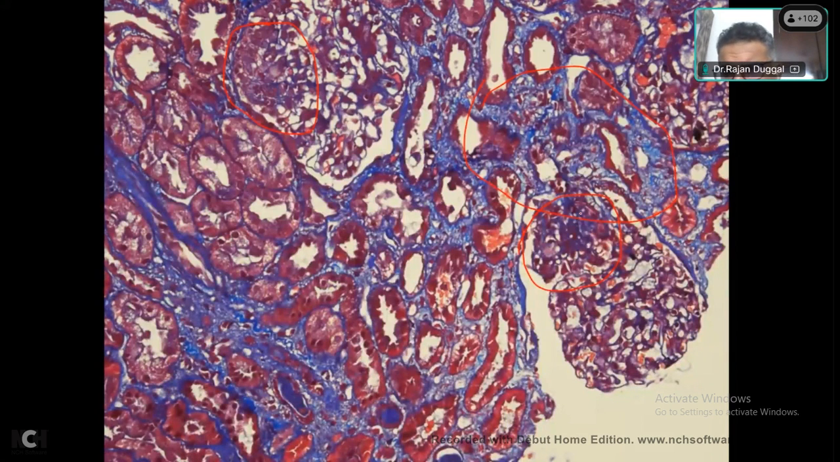Question: how do you differentiate edema from fibrosis? I wanted to talk. Okay, so one of the students has asked a question. Yes, sir, surely, sir. So when I'll be discussing the cases also, I'll be showing these things.